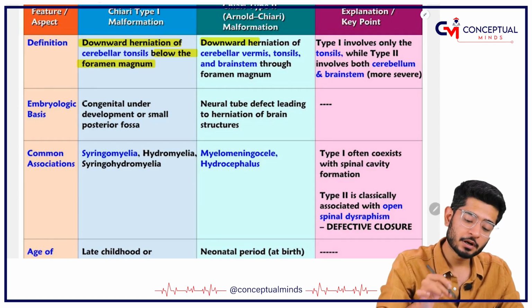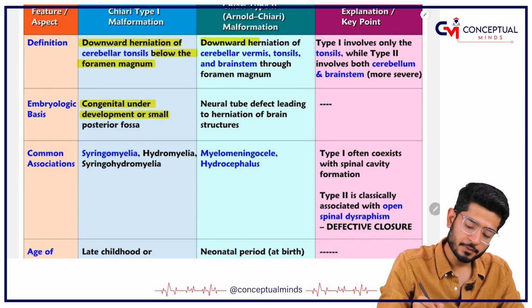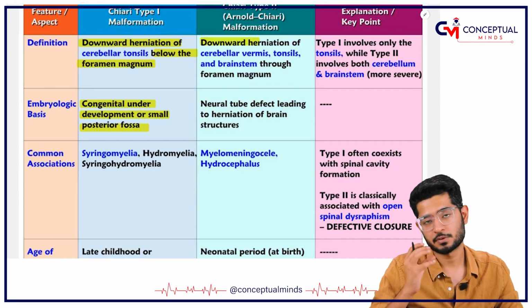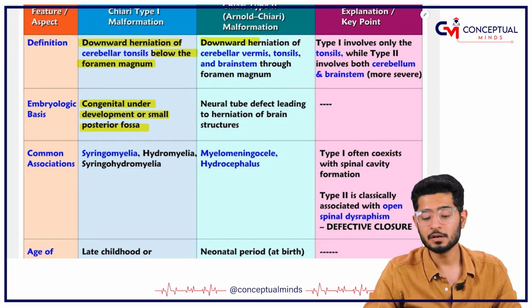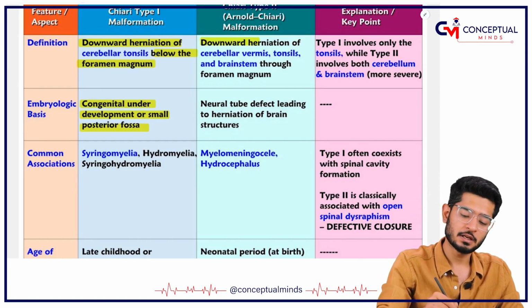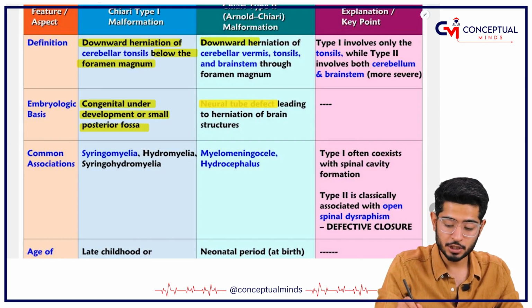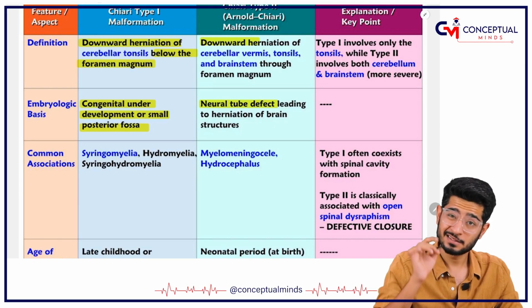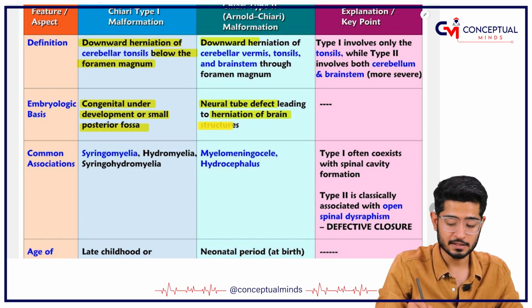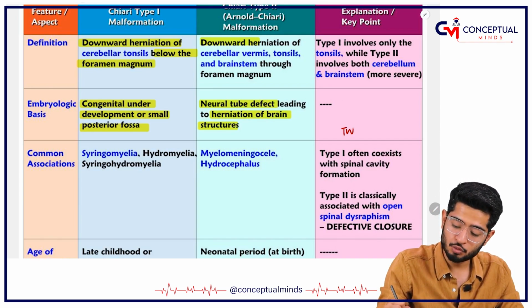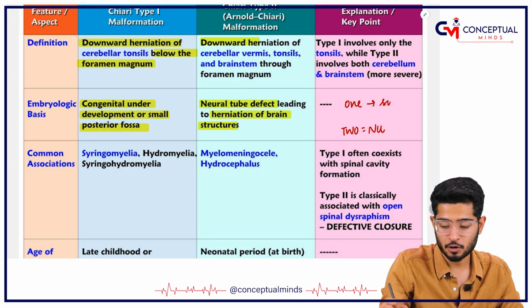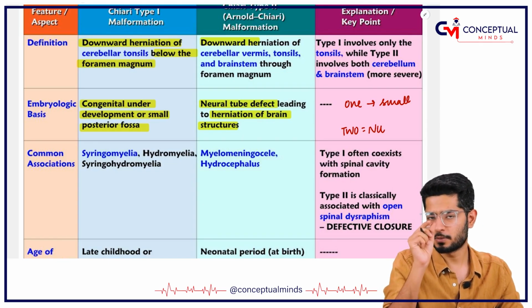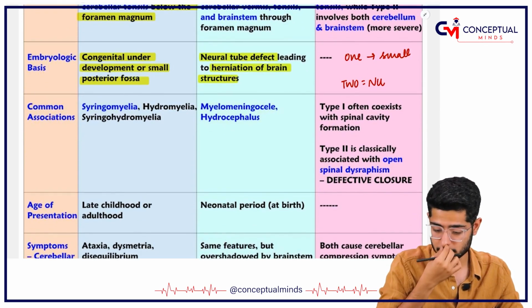Why is it so? Because there is a congenital underdevelopment, or there is a small posterior fossa. Because the posterior fossa is itself a very small thing in these patients, of course the cerebellum has to come down. Okay. Whereas if you see in Arnold-Chiari type 2, there is a neural tube defect. Mind you, there is a neural tube defect which is going to cause the herniation of the brain structures. Okay. So please remember that 2 is equal to NEW, that means a neural tube defect, whereas 1 is going to be just the small posterior fossa. 1 is smaller compared to 2, so a smaller posterior fossa is going to be there.